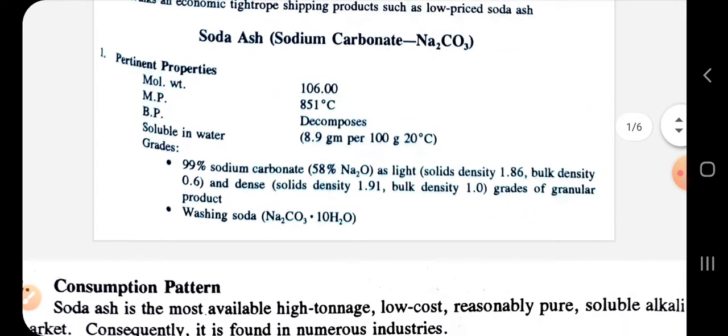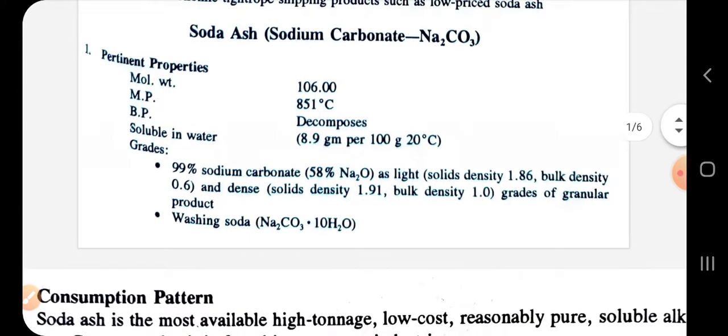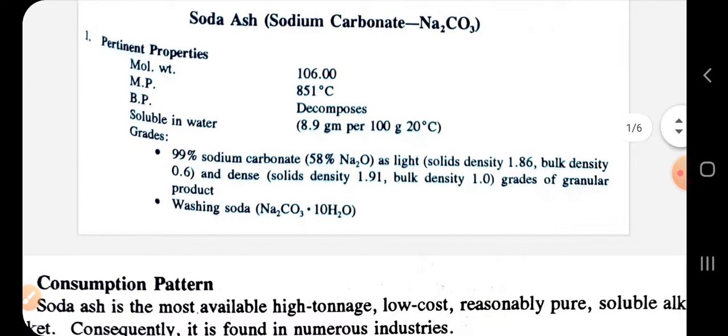Now sodium carbonate, commonly known as soda ash, its chemical formula is Na2CO3. These are the properties of sodium carbonate. Molecular weight is 106 gram per mole. Melting point is 851 degrees Celsius, and boiling point, it does not boil, it decomposes. It is soluble in water. And next are the grades in which we can obtain the final product.